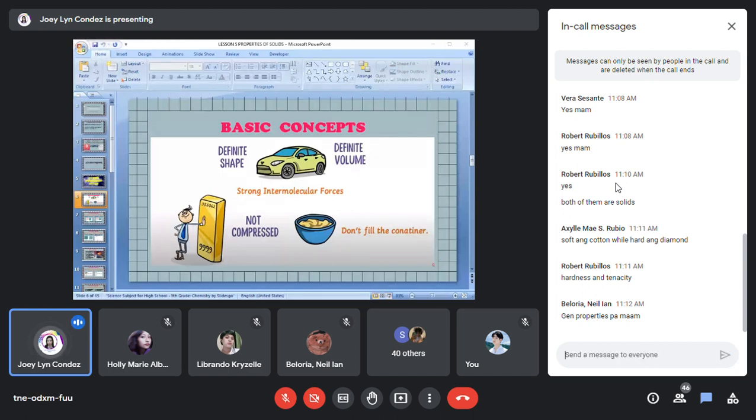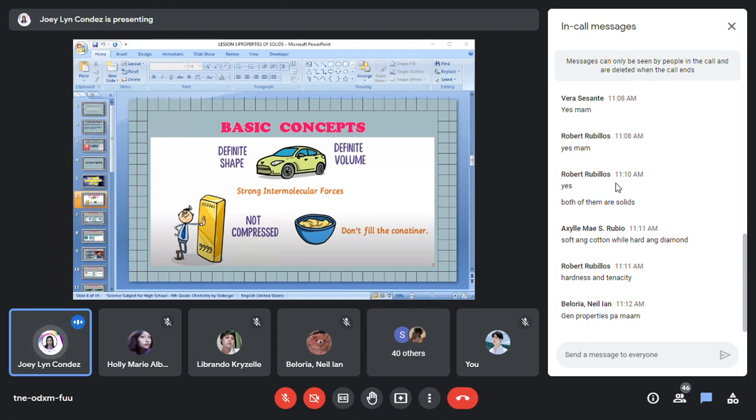So we have learned this in our lower level years that solids have definite shape, they also have definite volume, and they have strong intermolecular forces. Some solids are less compressible, some cannot be compressed. Solids do not take the shape of the container. Okay, these are the basic concepts of solids.